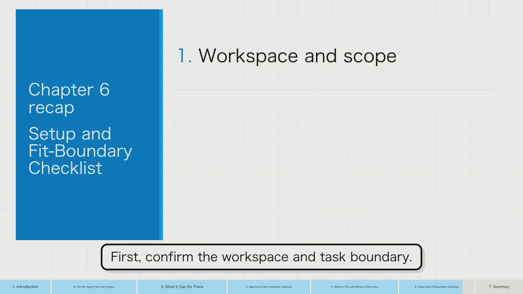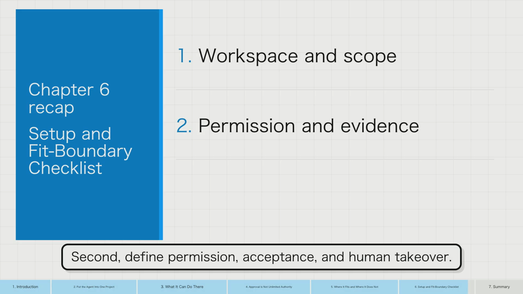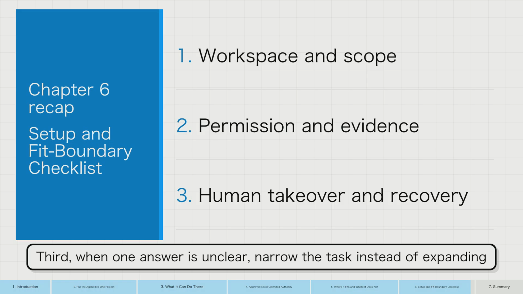Chapter Recap. First, confirm the workspace and task boundary. Second, define permission, acceptance, and human takeover. Third, when one answer is unclear, narrow the task instead of expanding authority.